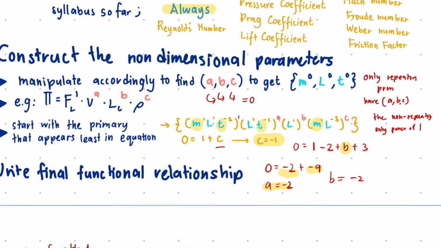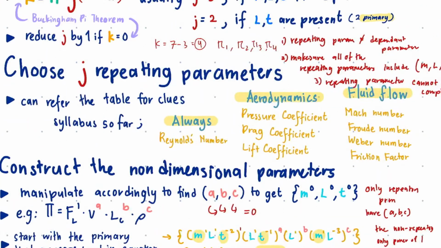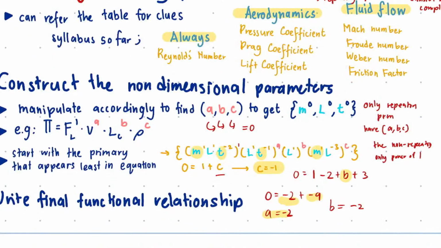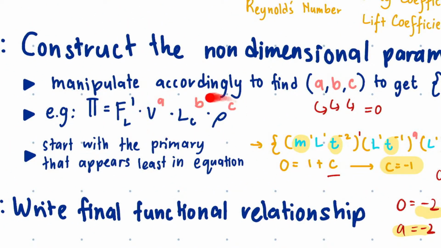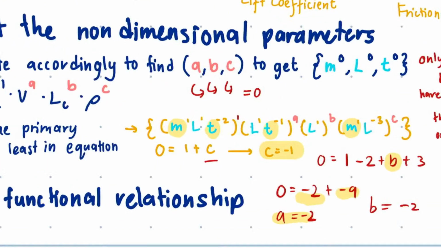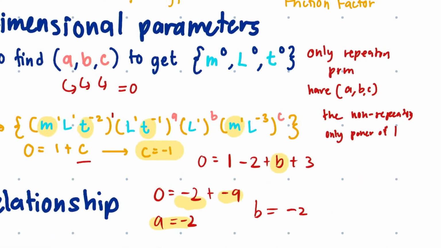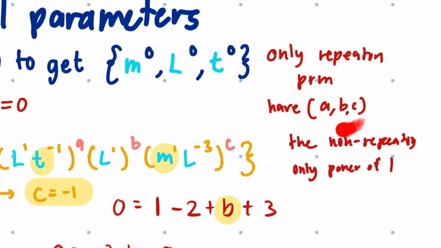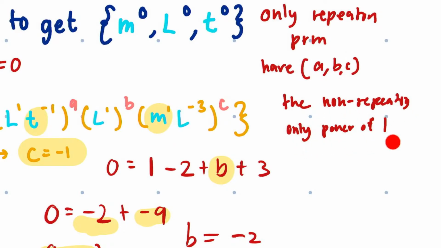Okay, so now we could move on to constructing the non-dimensional parameters. Usually, the non-dimensional parameters, which we have concluded here to be 3, have three repeating parameters, which are the velocity, the characteristic length, and also the density. Only the repeating parameters have the power of A, B, C, and the non-repeating only have the power of 1.